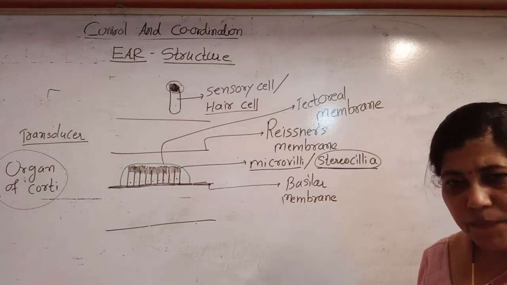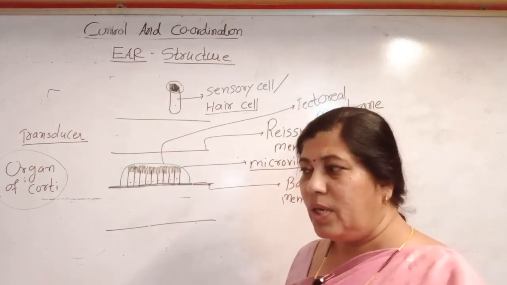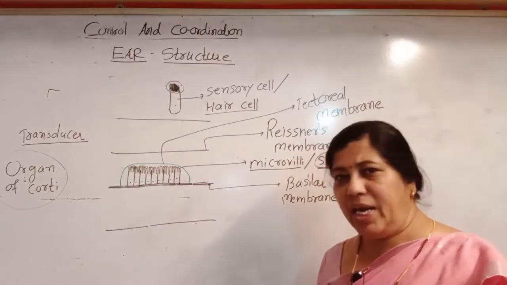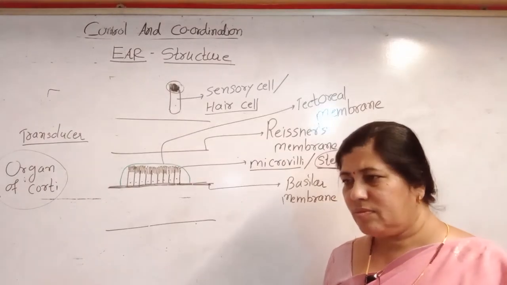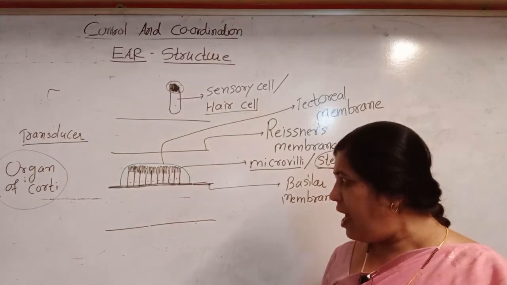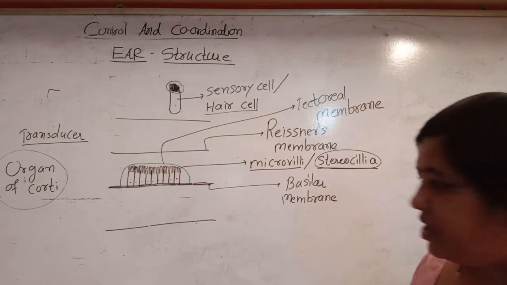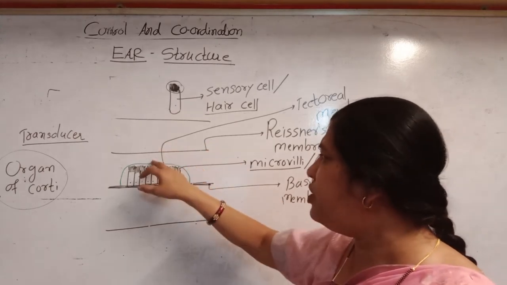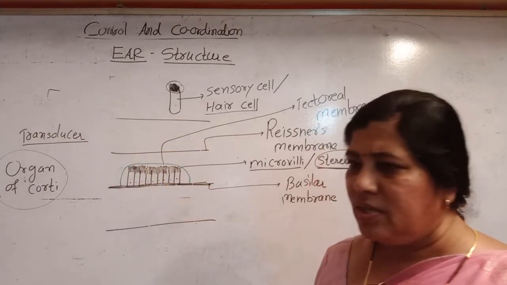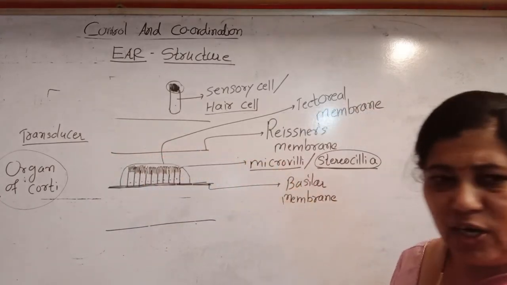Any difficulty, beta? So, inner ear consists of two parts. Number one, vestibular apparatus, and number two, labyrinth. Labyrinth consists of bony labyrinth and membranous labyrinth. Bony labyrinth is filled with perilymph and membranous labyrinth is filled with endolymph. Cochlea is the coiled part of labyrinth. Cochlea consists of two membranes: Reisner's membrane and basilar membrane. These two membranes divide the cavity of cochlea into three chambers. The upper chamber is scala vestibuli, the middle chamber is scala media and the lower chamber is scala tympani. Scala vestibuli and scala tympani are filled with perilymph and scala media is filled with endolymph.